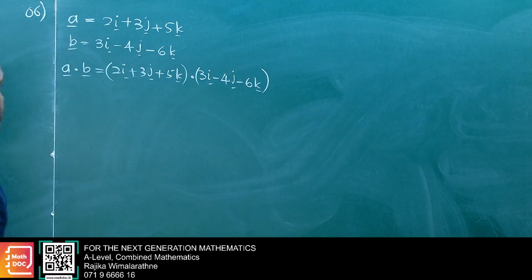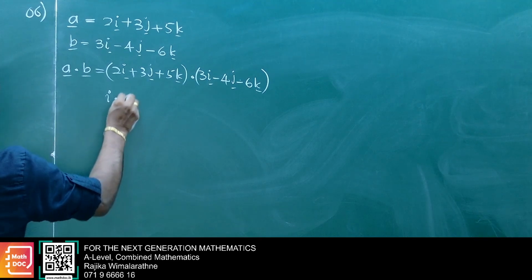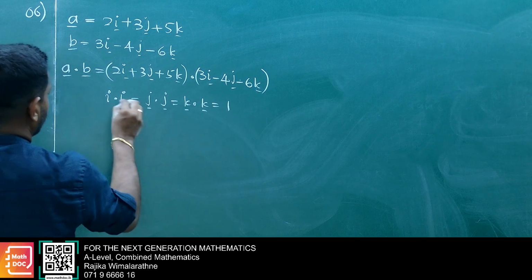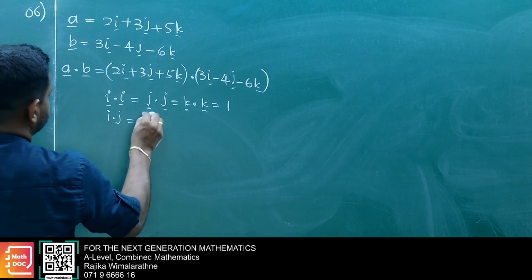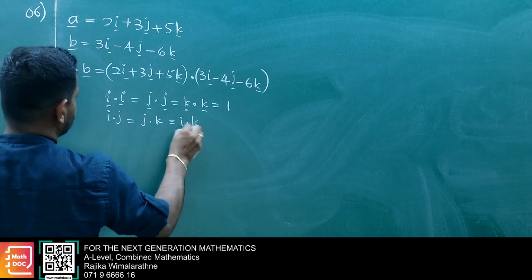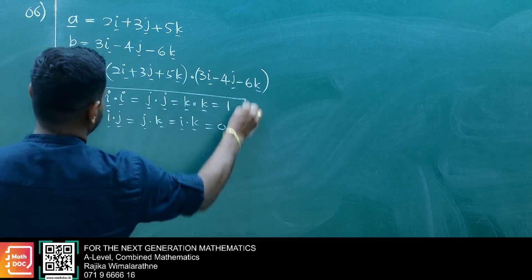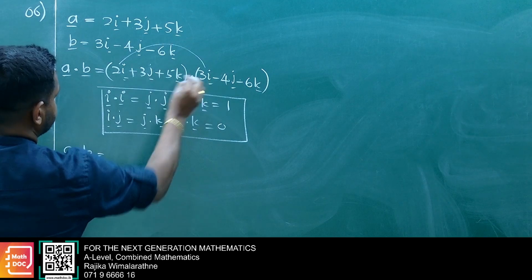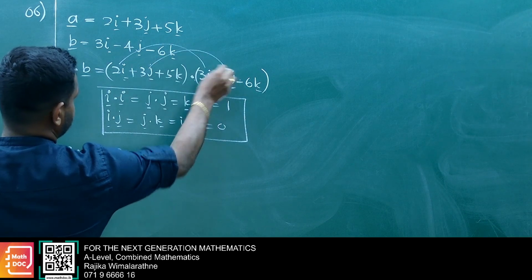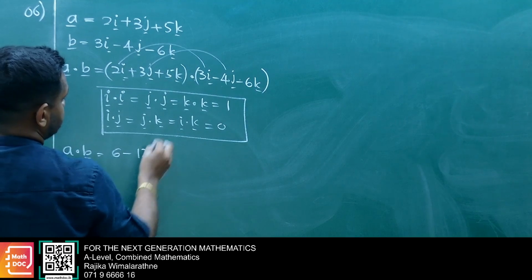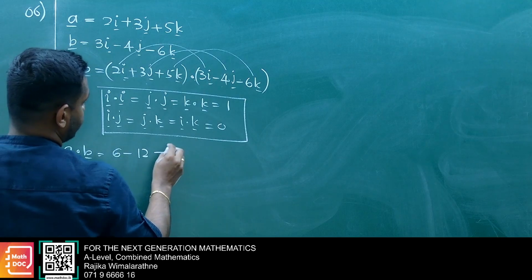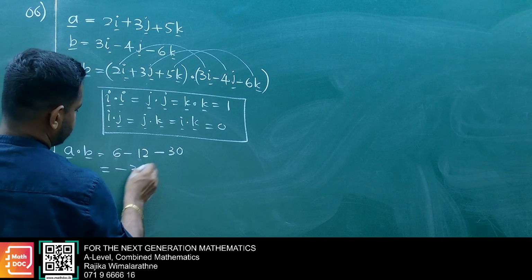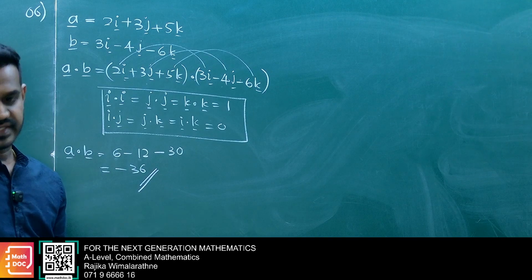Okay. For the dot product, you better write i dot i equals j dot j equals k dot k equals 1. And i dot j, j dot k, i dot k, here 0. Therefore, A dot B: you multiply i and i, 6 times i dot i, which is 1. And multiply j dot j, 3 times 4, minus 12, j dot j is 1. Here k dot k, 5 times 6, 30. Then A dot B equals minus 36. That is question number 6.